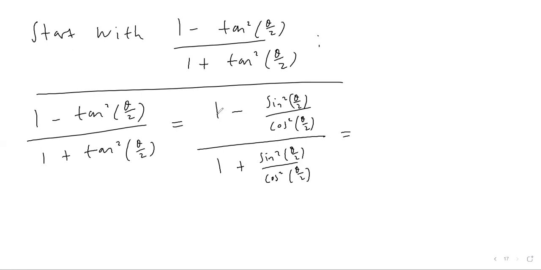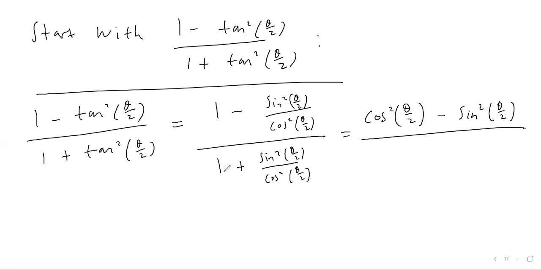If we do that, 1 times cos squared theta over 2 just becomes cos squared theta over 2, and then copy the minus sign. Then this fraction times cos squared theta over 2: the cos squared theta over 2 just cancels out, so you're just left with sine squared theta over 2. And then you divide all that by what you get when you multiply the number 1 by cos squared theta over 2, which is again cos squared theta over 2, and then plus sign, and then this fraction times cos squared theta over 2 gives us just sine squared theta over 2.